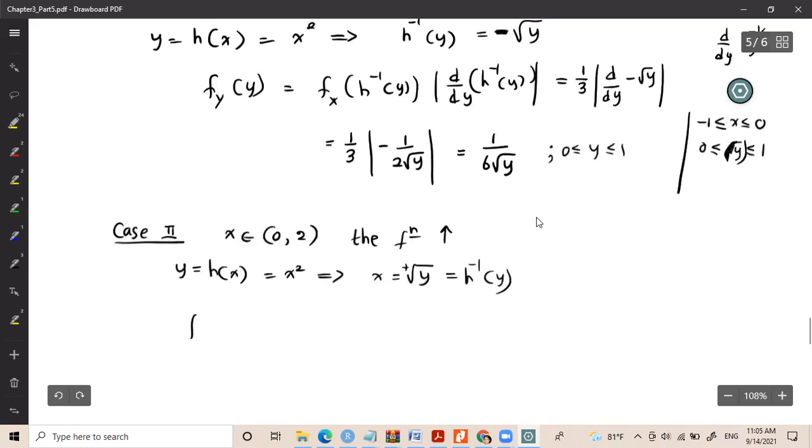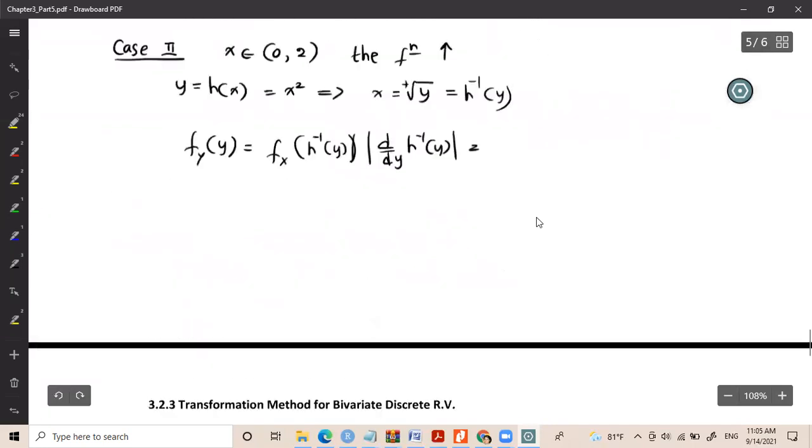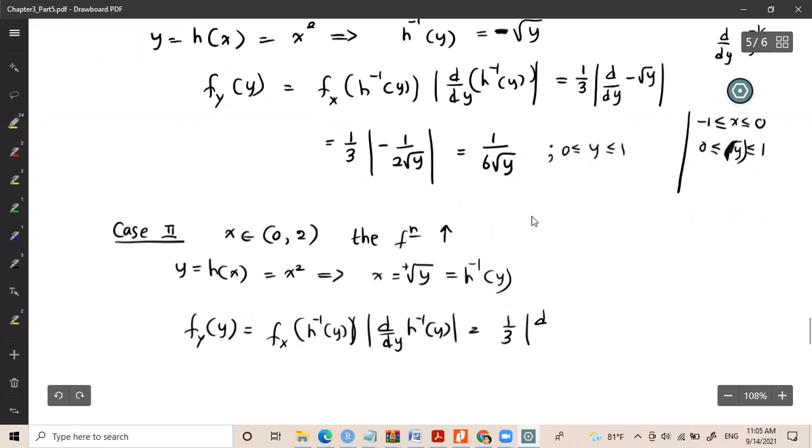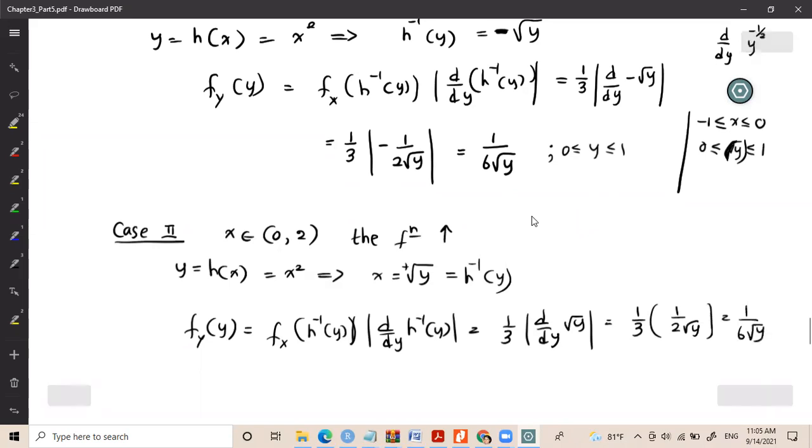And if you find f_Y(y) now, it is the same thing, only the sign is the difference. So we'll do that quickly, since the calculations are already done with the negative part. You'll end up with the same thing, 1/3 d/dy now, of the positive square root of y. So this will give you, again, 1/6 square root of y.